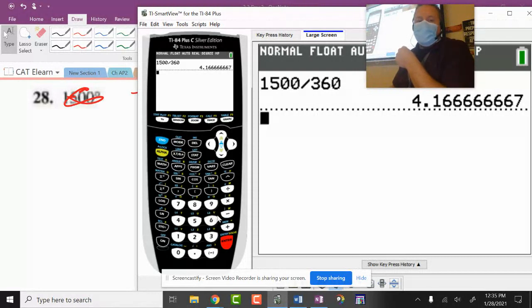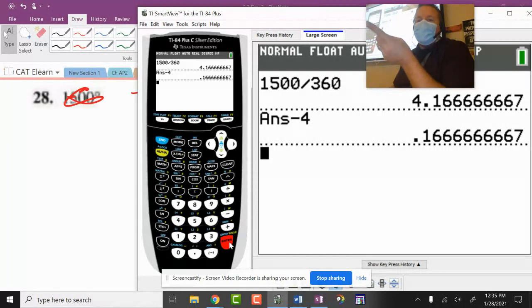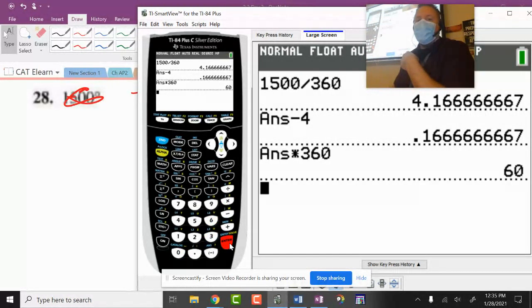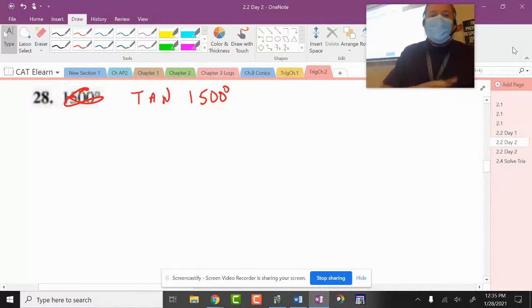And then one thing you could do is subtract that 4 out of there. The 0.166 is the leftover move, and you multiply that by 360. Or everyone just keep subtracting 360 over and over again until you get, what do I got right here? 60. What quadrant is that in? That's the first.